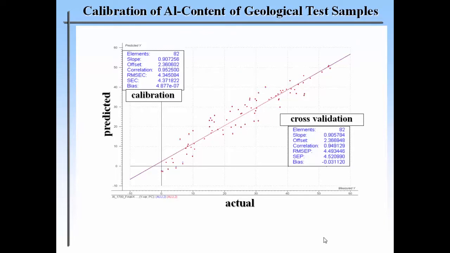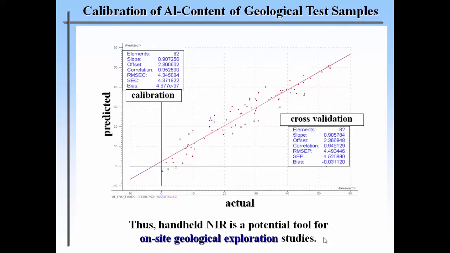And this was a calibration we developed of samples between 0 and 60, not 60, 55 or 53% aluminum. And based on this, we could, I don't want to say perfectly, but good enough predict the aluminum content, with approximately 5% accuracy, of the test samples, where they did not give us the values, they sent us the values later on. So it is a potential tool for on-site geological exploration studies.